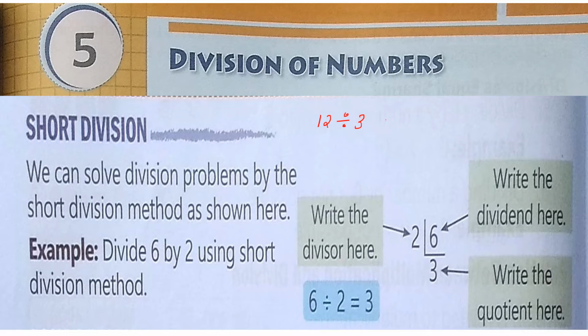Suppose I take one more example, that is 12 divided by 3. So how will we do it? I will write 12 inside the L and 3 outside. So in the table of 3, how many times is equal to 12? So 3 fours are 12. Got it?